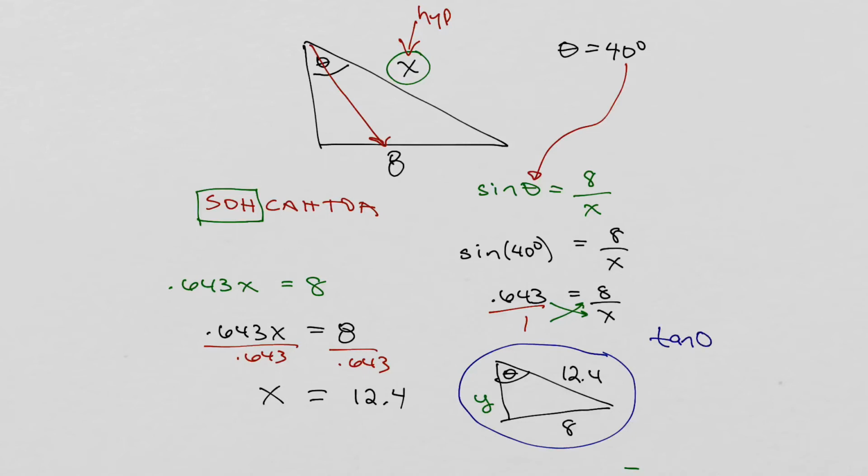tangent of theta is equal to the opposite over the adjacent. Right? So I could just set this up and, again, let theta be 40 degrees, plug it in there, and then solve it for y. So we have a couple of ways we can find that missing side if we need it. Okay?